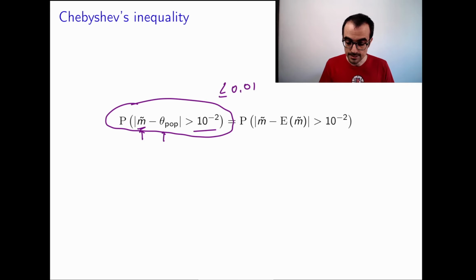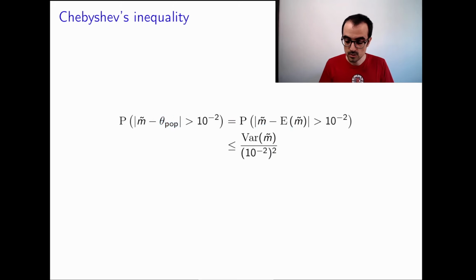Notice that this is the mean of the sample mean. So what we're asking is that the deviation between the sample mean and its mean not be greater than a certain constant. This is exactly Chebyshev's inequality. Here, we can bound this by the variance divided by that constant squared. Now we have said that we can bound the variance by 1 over n, and that's exactly what we do. So we get this bound of 10 to the 4 over n.